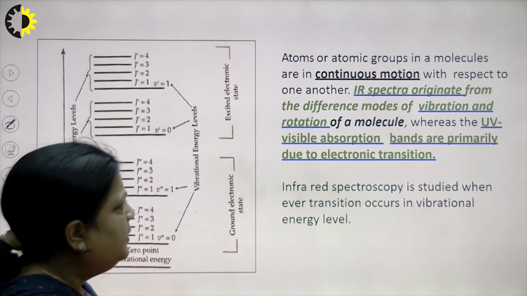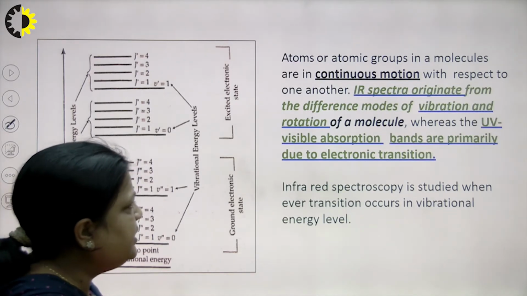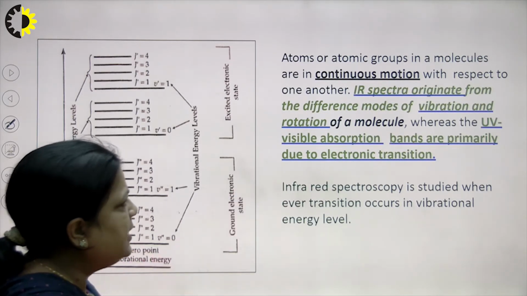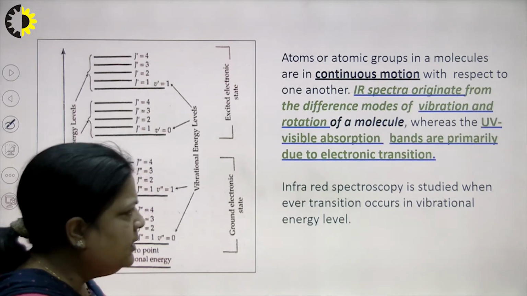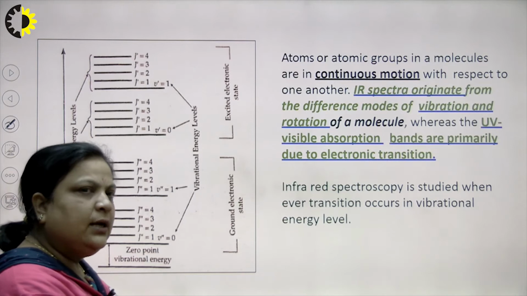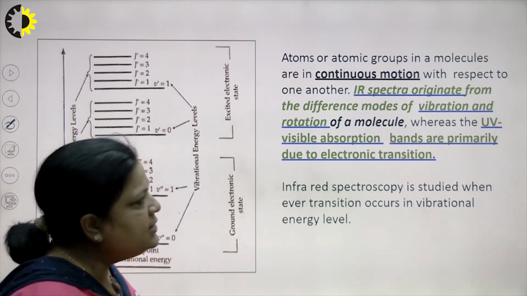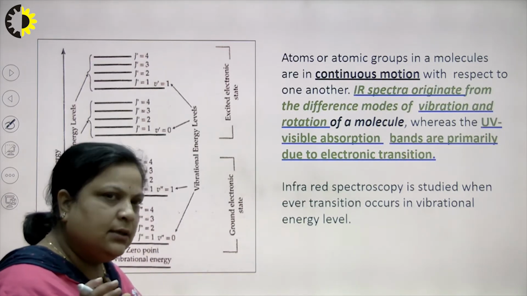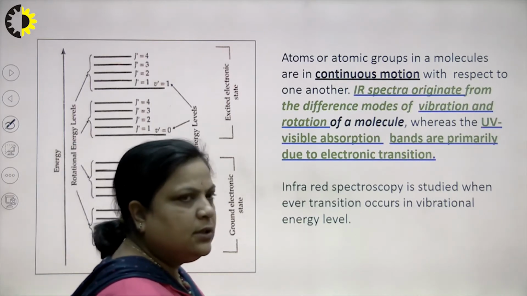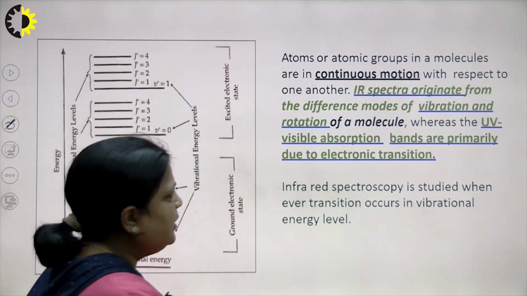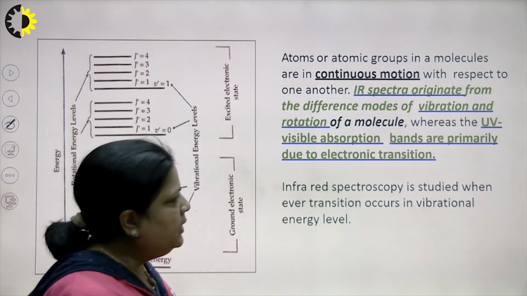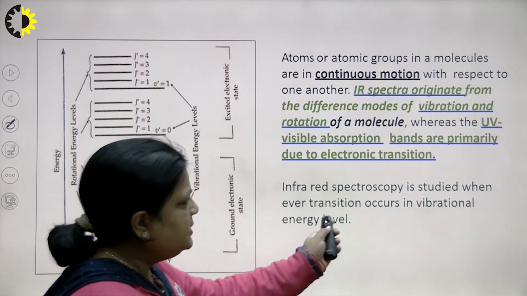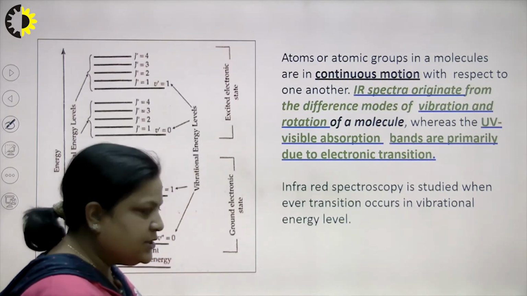With respect to one another, IR spectra originate from the different modes of vibrations and rotation of a molecule, whereas UV visible absorption bands are primarily due to electronic transition. So, in IR spectroscopy we basically get a strong IR band, and there are a few other bands which are due to vibration and rotation. While in UV visible spectroscopy we get a UV absorption band, which is basically due to electronic transition, and IR spectroscopy is studied whenever a transition occurs in a vibrational energy level.